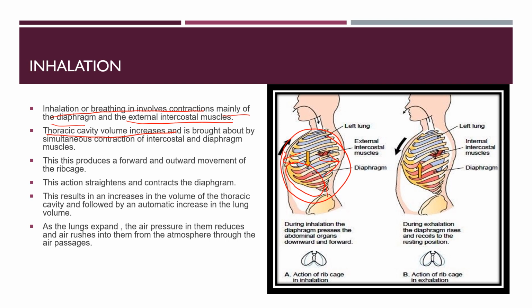The thoracic volume increases and is brought about by the simultaneous contraction of the intercostal muscles and the diaphragm muscles. Now this produces a forward and outward movement of the rib cage. So the rib cage is now moving forward and outward. The action straightens and contracts the diaphragm, and this results in an increase in the volume of the thoracic cavity, followed by an automatic increase in the lung volume. Is it clear? Now as the lungs expand, the air pressure in them reduces and the air rushes into them from the atmosphere through the air passages.